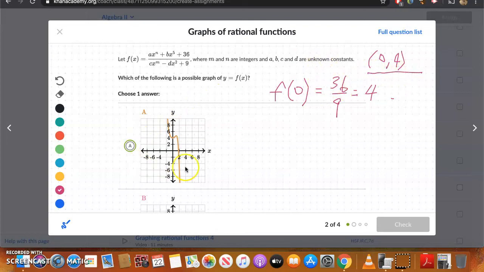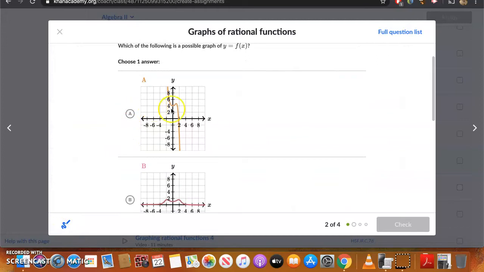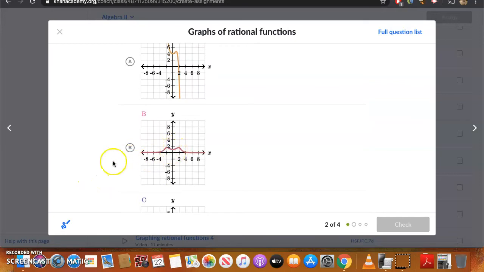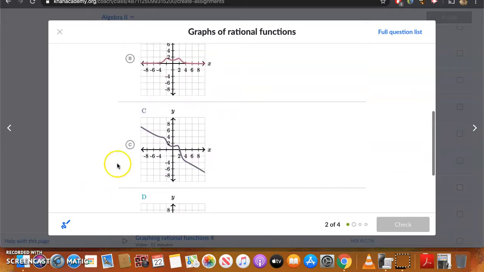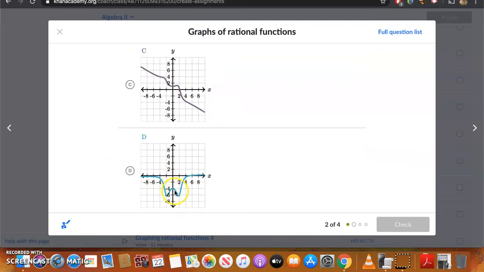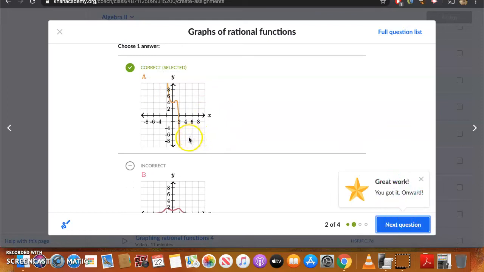So let's see which of these functions has a y-intercept at 0, 4. Yeah, let's go through our choices. Okay, this one definitely goes through 4, right? Choice A. B does not, right? C doesn't either, and neither does D. D goes through -4, not +4. So I believe A is our choice, right? Okay, guys? All right, let's go to the next one.